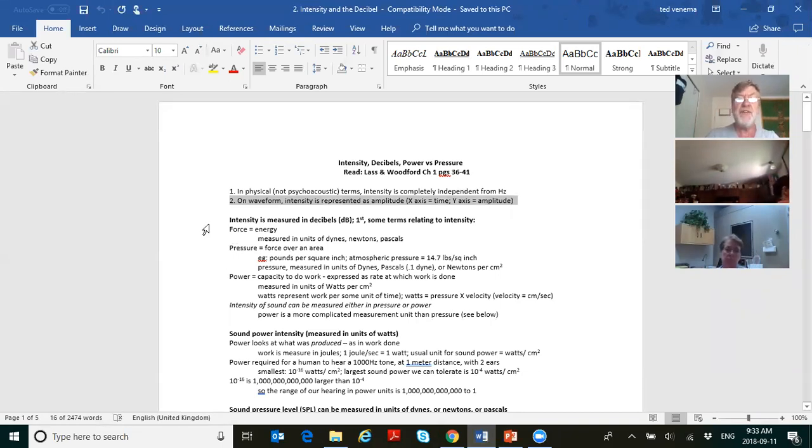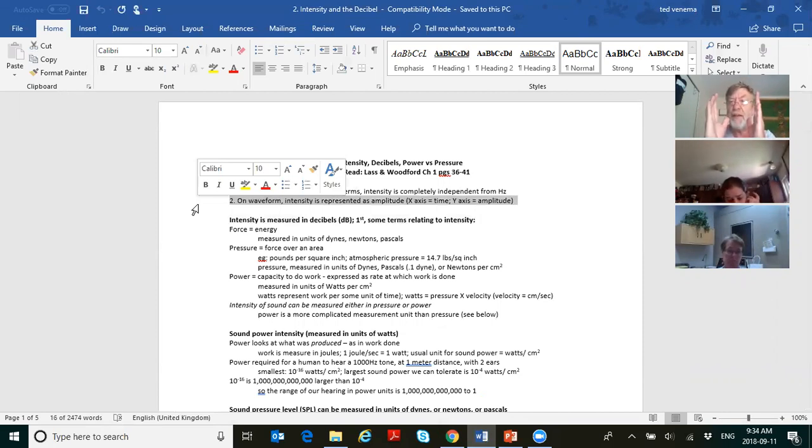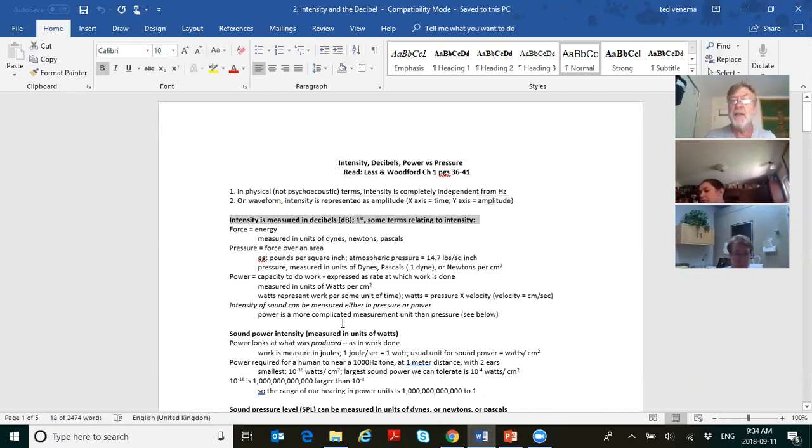Okay, intensity is measured in decibels. Back to number 2 here, though. Remember, frequency is the number of bumps you see per second. Intensity has nothing to do with that. It's the height of the bumps that you see. All right, intensity is measured in decibels. And first, let's look at some terms relating to intensity.